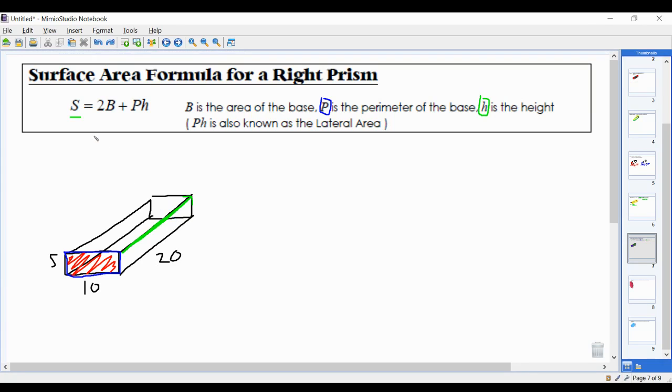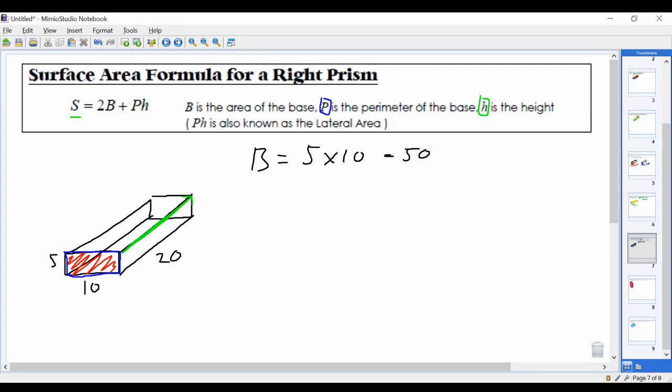So let's plug everything into our formula here after we figure it out. So we need to find out what base is, B. The base area of our rectangle here is the length times the width of the base. So for this problem, the base area is equal to 5 times 10 equals 50.